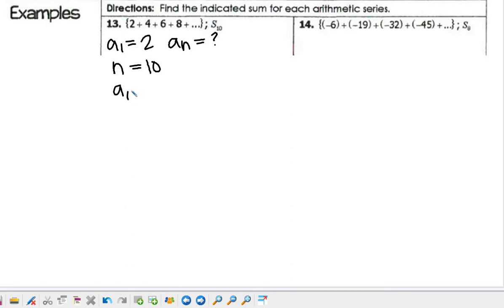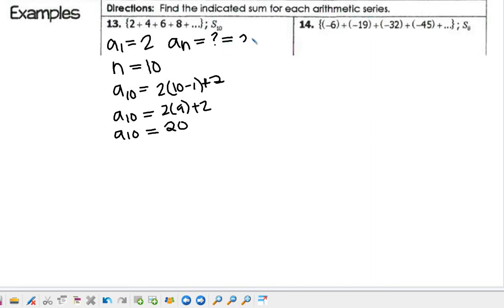So that's going to be a sub 10 is equal to, my common difference is obviously 2 (2, 4, 6, 8), times 10 minus 1 plus the first term. So a sub 10 is equal to 2 times 9 plus 2. So my a sub 10 is equal to 20.